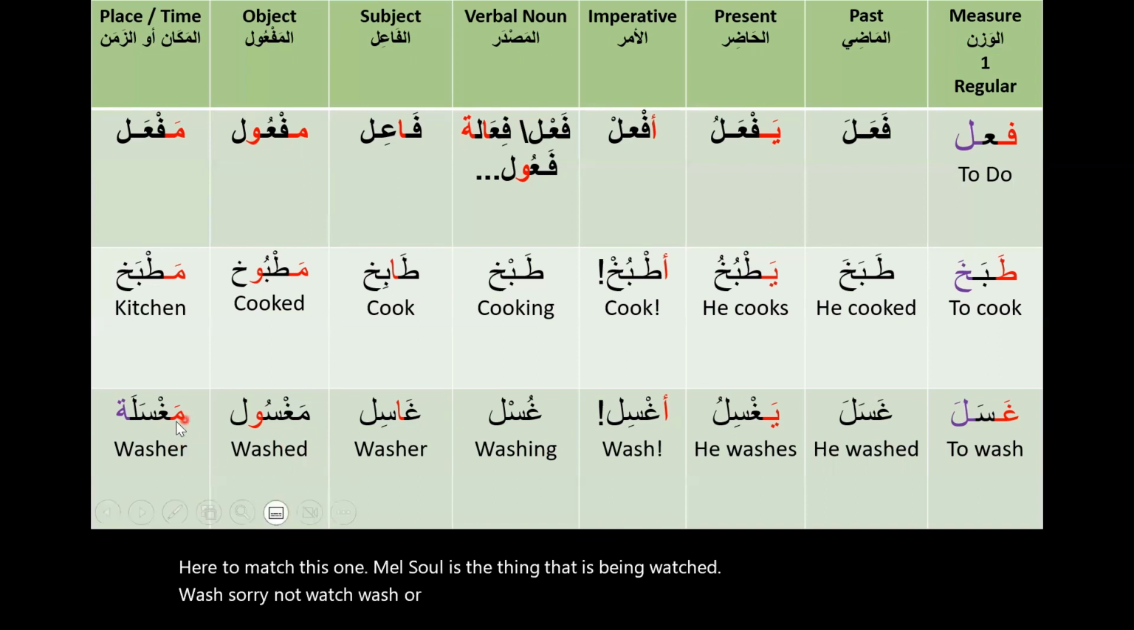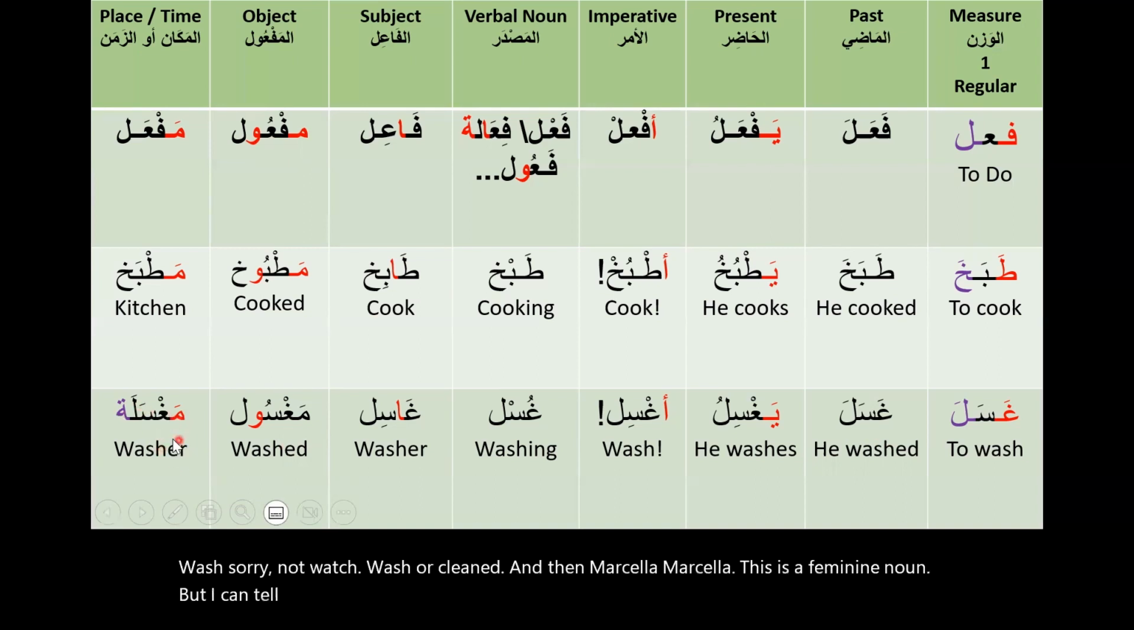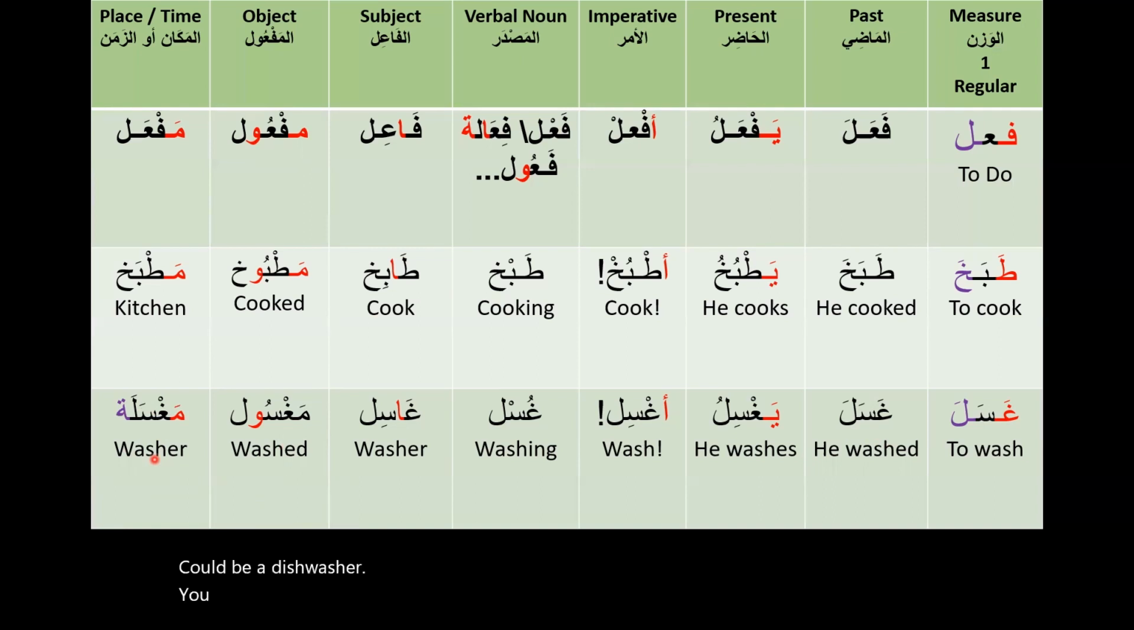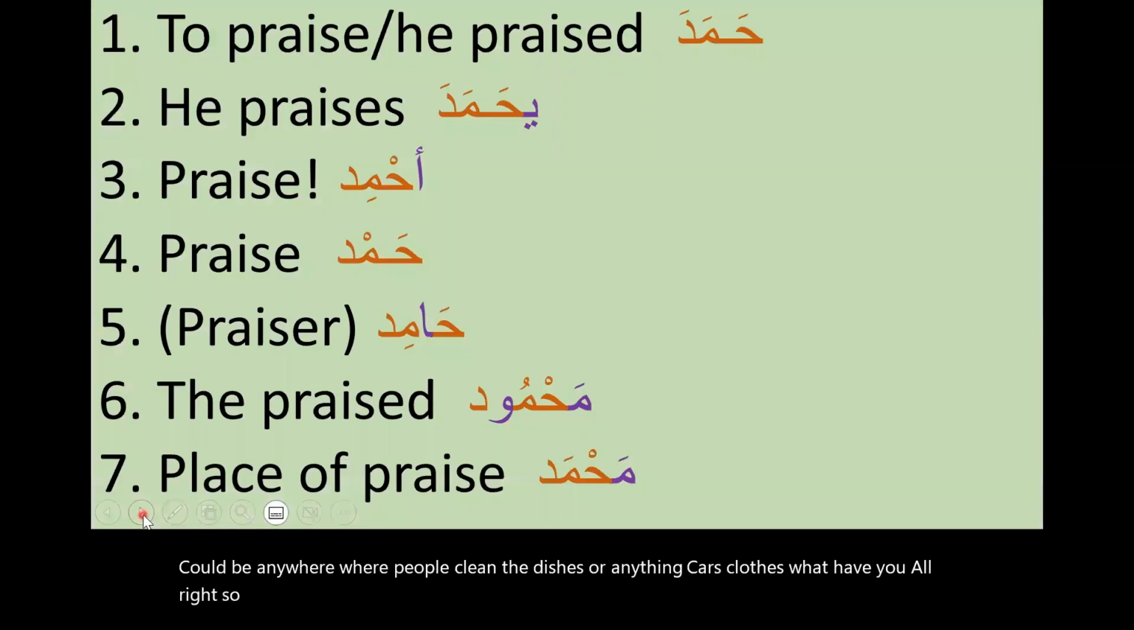And then maghsala. This is a feminine noun, but I can tell you it's a place of washing. Could be a washer, could be a dishwasher, could be anywhere where people clean the dishes or anything, cars, clothes, what have you. All right, so let's move to the final one.